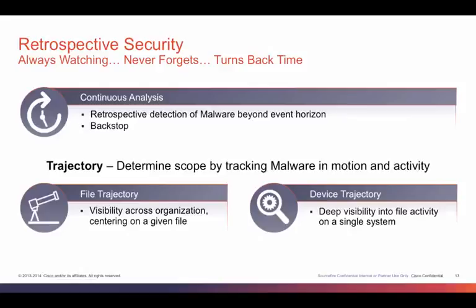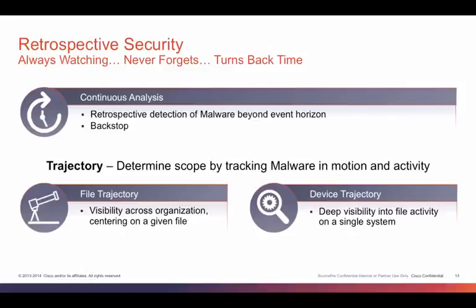Should a file have initially passed through or been thought to be good, or even unknown, and is later identified as malicious, the file can be retrospectively identified and the scope of the outbreak understood as well as contained. This ultimately turns back the clock to automatically remediate malware.